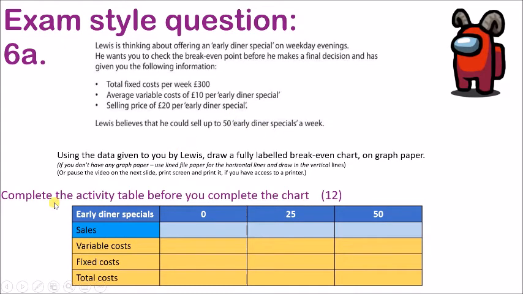Your job, first of all, is to complete the table below. You've got 3 columns to fill in: the costs of not selling any, the 0 column, the costs of selling 25 early diner specials, and the costs of selling 50. You've got 4 pieces of data in each one, and that'll give you 12 points.